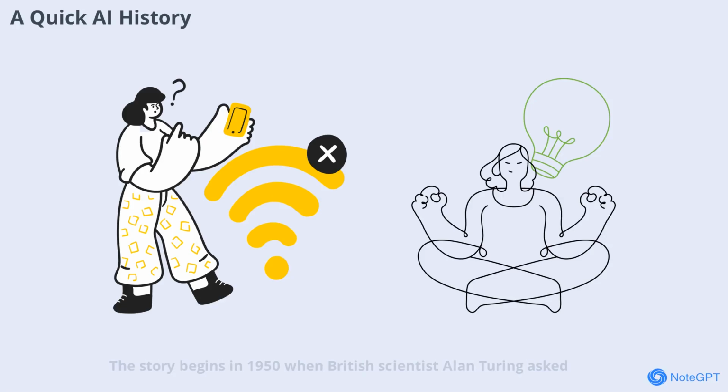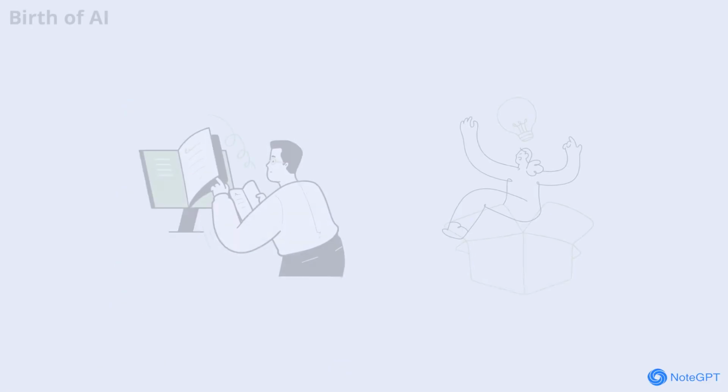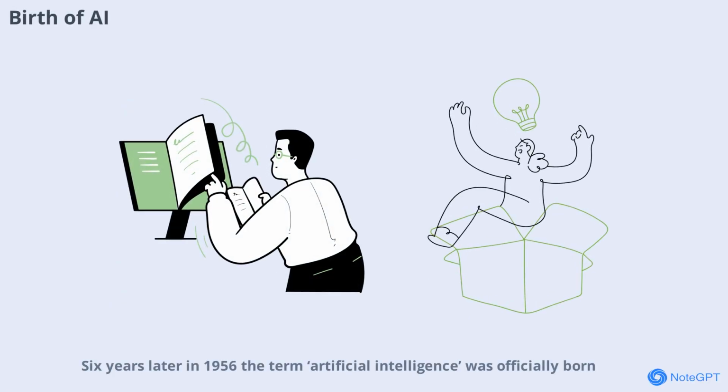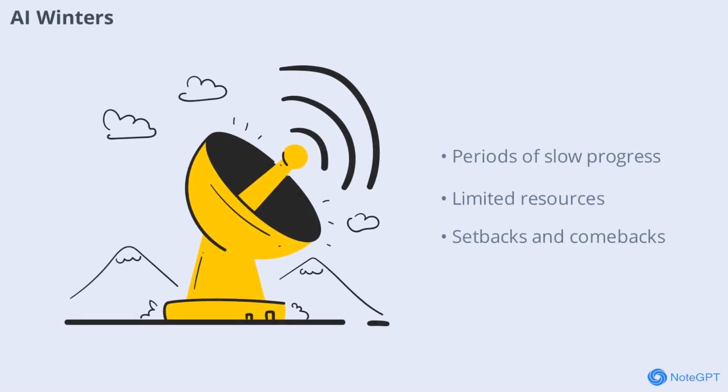The story begins in 1950 when British scientist Alan Turing asked, "Can machines think?" He proposed what we now call the Turing test, a way to measure a machine's ability to exhibit intelligent behavior. 6 years later, in 1956, the term artificial intelligence was officially born at Dartmouth College in the United States. This marked the beginning of AI as a formal scientific field, setting the stage for decades of research, breakthroughs, and challenges. But the journey wasn't always smooth.